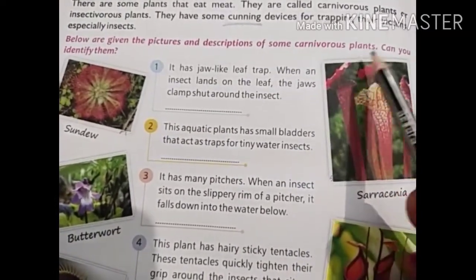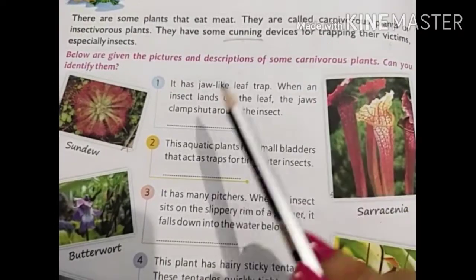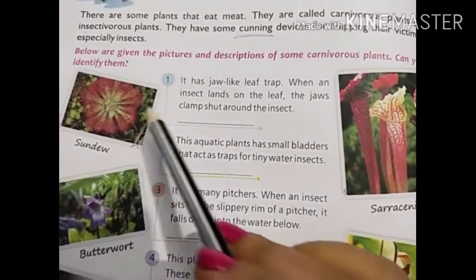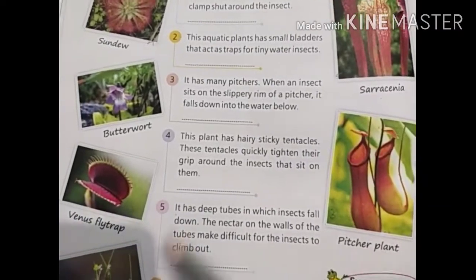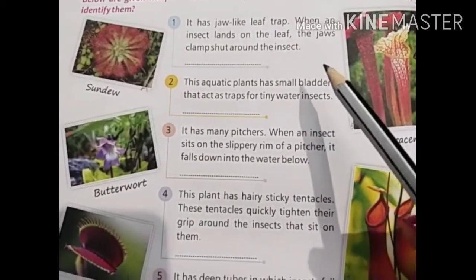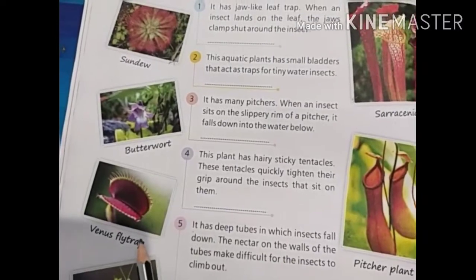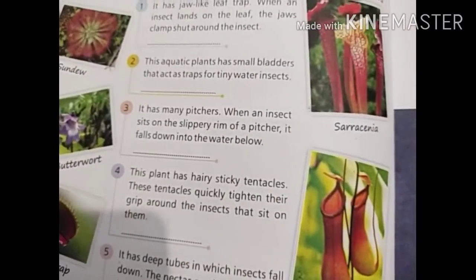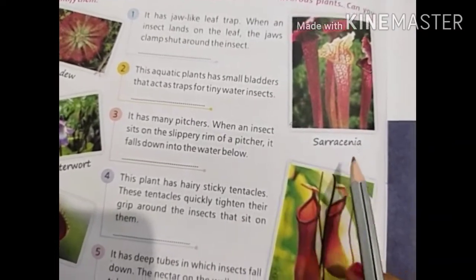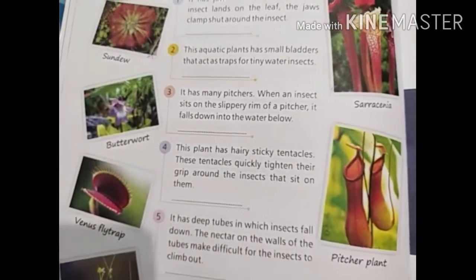They are carnivorous plants because they eat other insects and they eat meat. So they are carnivorous, or we can say insectivorous. There are some pictures given here. You can see first, second, third, fourth and fifth, and the last is the sixth question. In this chapter we have 6 questions and 6 pictures. The first picture is of sundew, then butterwort, then Venus flytrap, then bladderwort, then Sarracenia, then a pitcher plant. These are the pictures of insectivorous or carnivorous plants.